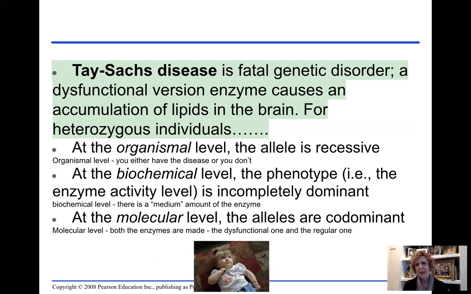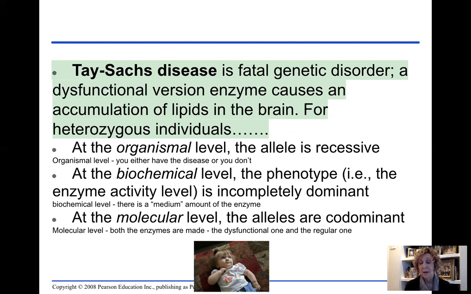So Tay-Sachs is a fatal genetic disorder. It is a dysfunctional version of an enzyme that causes an accumulation of lipids in the brain, and it's fatal. It's a very sad situation.